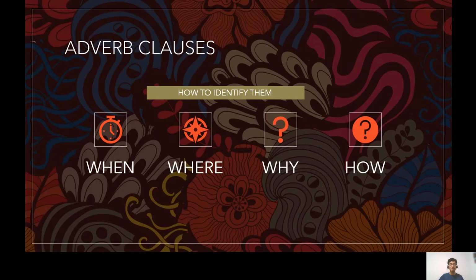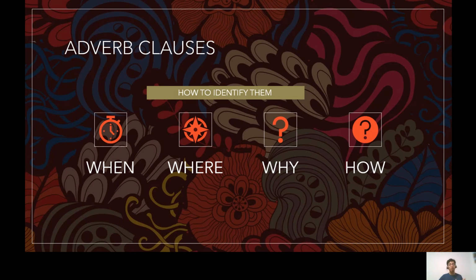So you may wonder, how can I identify an adverb clause? Like when I have a sentence, how can I know there is an adverb clause? Well, in general, an adverb clause adds information that elaborates the when, where, why, how much, or under what condition the action in the sentence takes place. So this is very, very important. It actually helped me a lot.